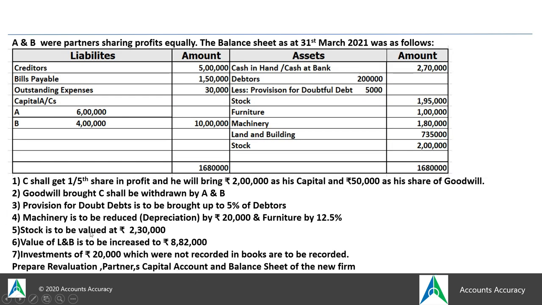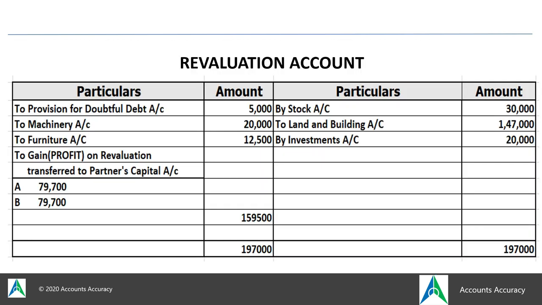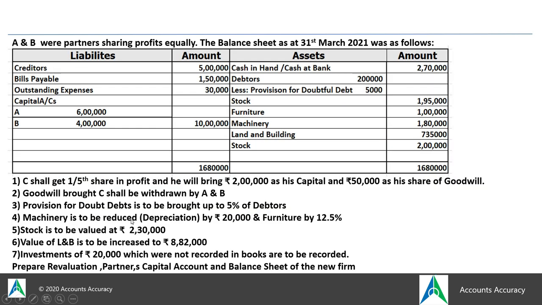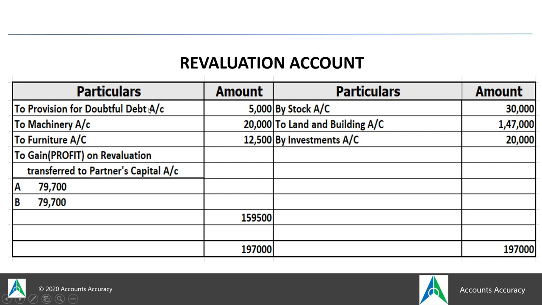So what we are noticing is that there is an increase in the value of liability. As the liability value is increasing, it should be debited to revaluation account. If the value of liability increases, we debit. So this 5,000 will be debited to revaluation account. Again, we have machinery to be reduced by 20,000. The machinery value was 1,80,000. Now it has become 1,60,000 because there is a decrease in the value of machinery. So this 20,000 will be a loss for the company and all the losses should be debited.